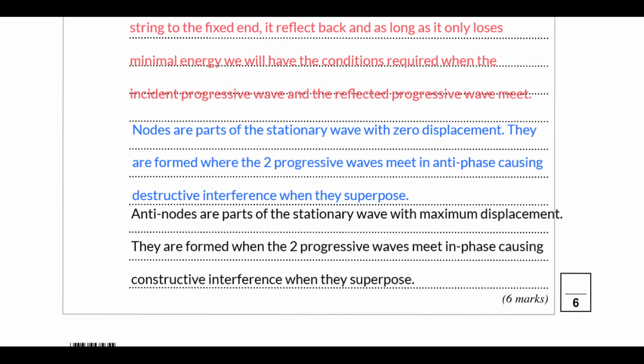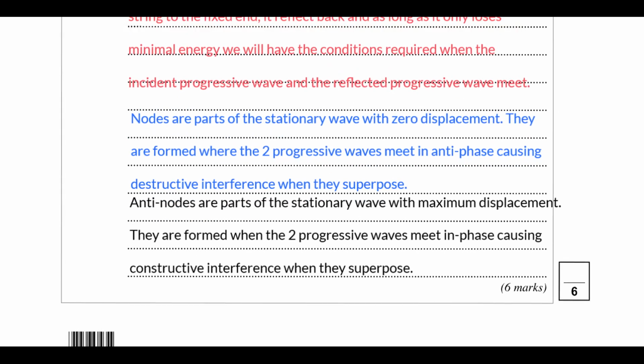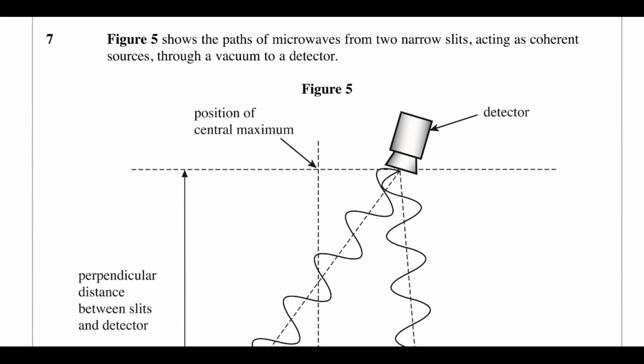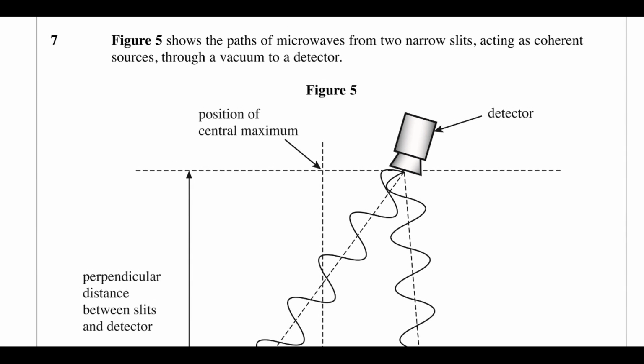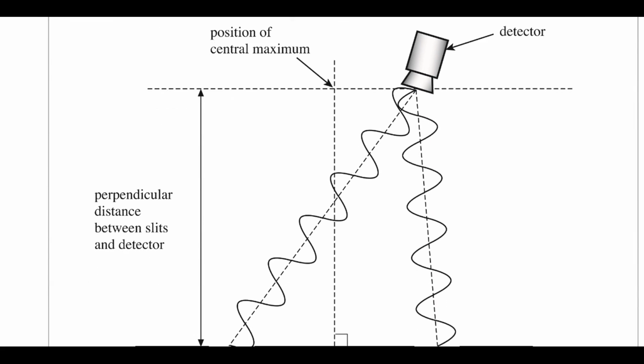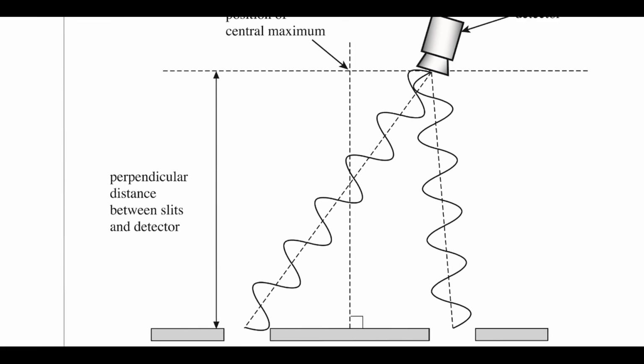Okay, so let's then move on to question 7. Okay, so we've got paths of a microwave from two narrow slits acting as coherent sources. So that's what we can see here.